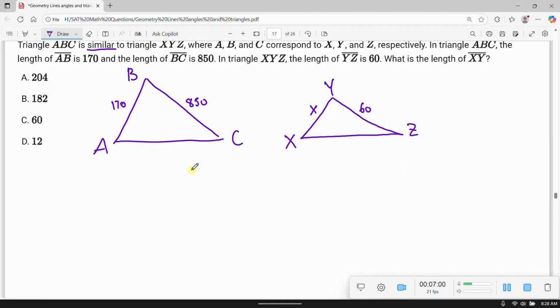So I'm going to put the X. I'm going to set up proportion equations again. So I can do X over 60 equal to 170 over A50. I'm going to cross multiply 60 over. So it will be 170 times 60 divided by A50. So with the calculator, you're going to get 12.